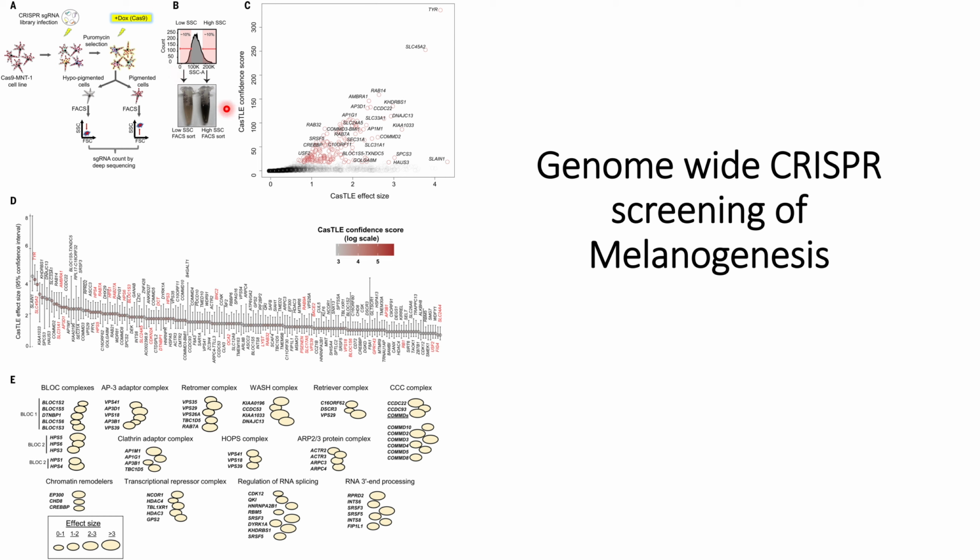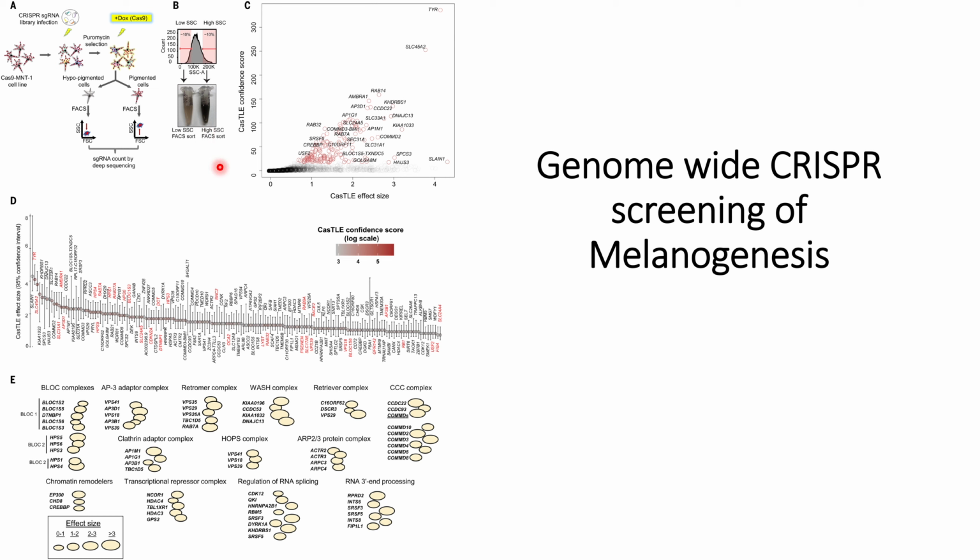So in panel B, they have shown that they separated the cells with the lowest 10% of the side scatter as the low side scatter cells, and the highest 10% of the side scatter as the hyperpigmented cells. And from visualization we can see that the low side scatter cells have low pigmentation and the high side scatter cells have high pigmentation.